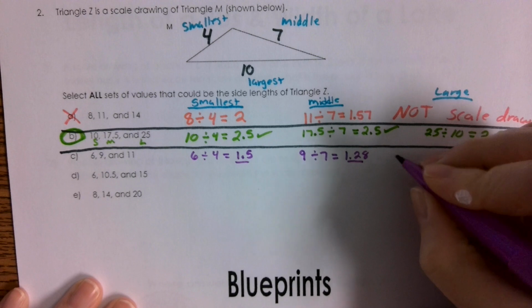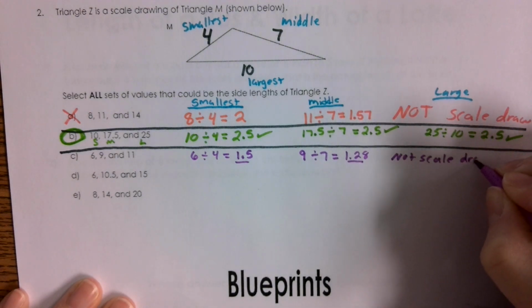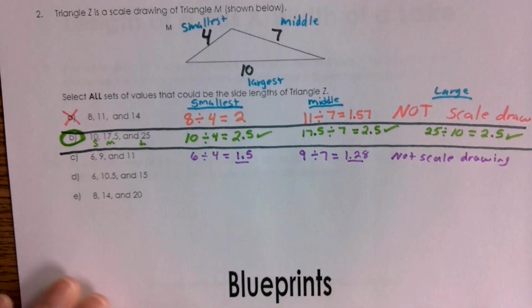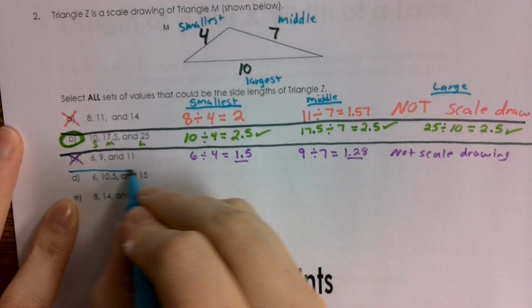Okay, they're different, so that is not a scale drawing. We don't even need to continue. Once you find that they aren't the same, you can move on. Cross that one off. We're going to go on to D. We do the same thing for D.